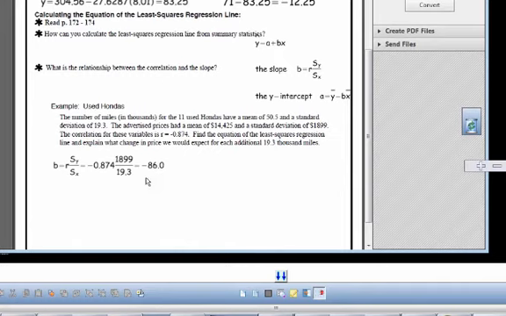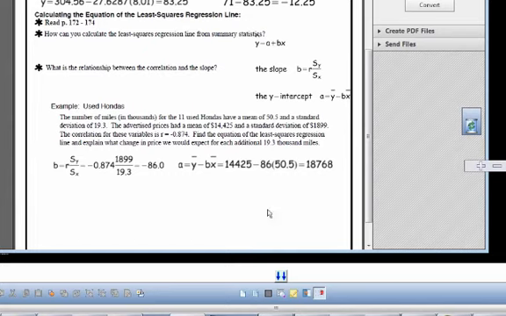The next thing we're going to do is find our y-intercept. To find a, we take the y mean and subtract b times the x mean. The y mean was 14,425, b was negative 86, and our x mean is 50.5. When we put those all together, our y-intercept is 18,768.